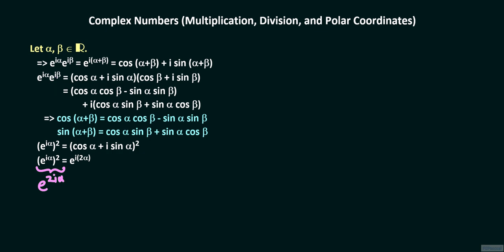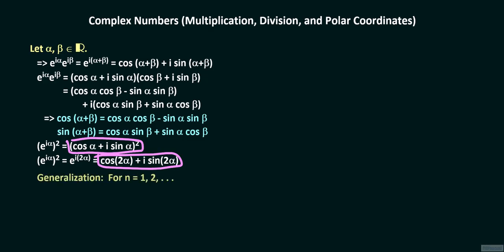Euler's formula says that e raised to the power I times 2 times alpha equals cosine of 2 alpha plus I times sine of 2 alpha. Therefore, the square of the quantity cosine alpha plus I times sine alpha equals cosine of 2 alpha plus I times sine of 2 alpha. We can extend this result so that if n is any positive integer, the quantity cosine alpha plus I sine alpha raised to the nth power equals cosine of n alpha plus I times sine of n alpha.